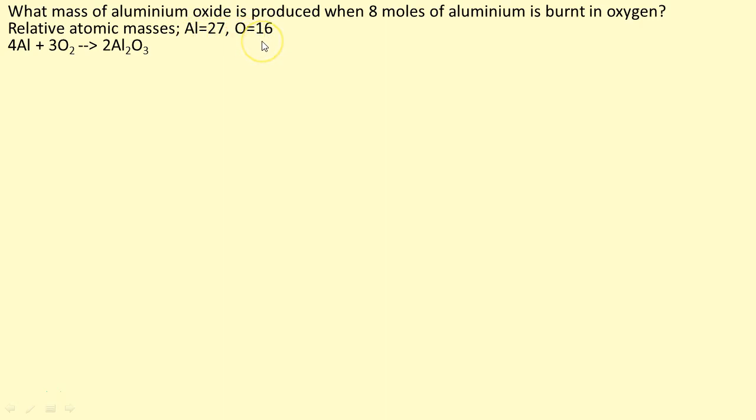The relative atomic mass of oxygen is 16. This means 1 mole of oxygen atoms will have a mass of 16 grams, or if we think about an oxygen molecule, O2, 1 mole of oxygen molecules will have a mass of 32 grams. So, first stage, we need to calculate the number of moles of aluminium oxide formed.